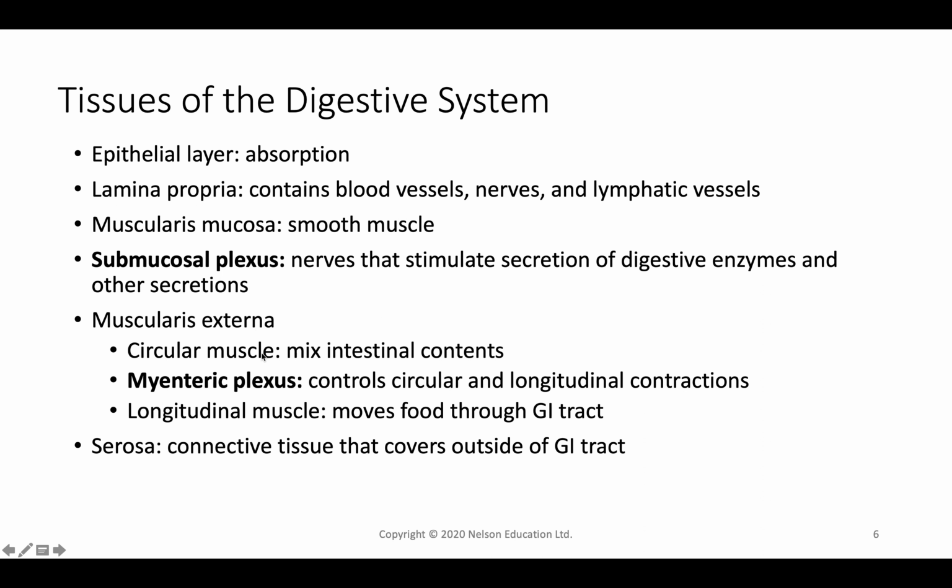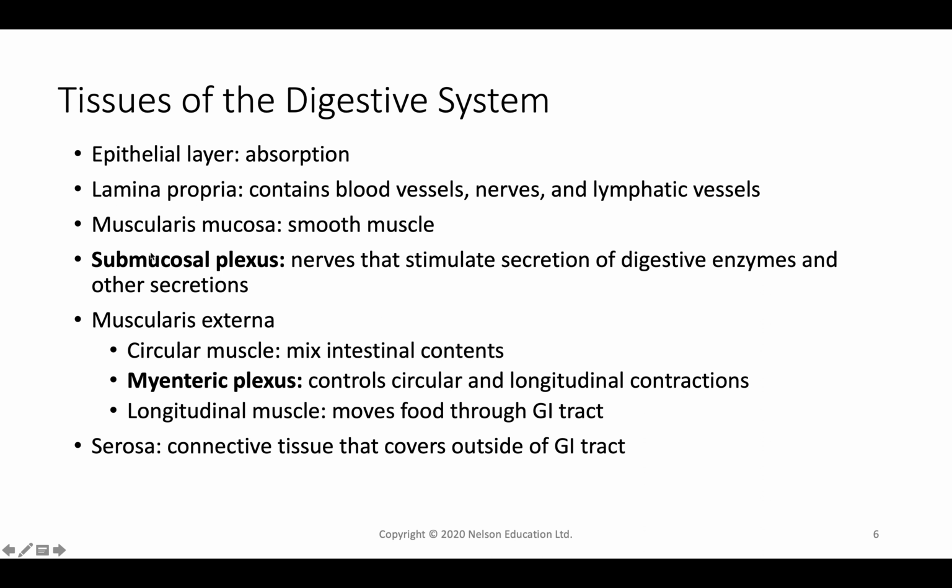It's going to be comprised of circular muscle and longitudinal muscle, and the myenteric plexus is going to be controlling them. The circular muscle is going to help mix intestinal contents. The longitudinal muscle is going to move food throughout the GI tract. And we're going to get another layer of muscle that's only found in the stomach called the oblique layer that's going to pop up here. And again, the myenteric plexus is going to control those coordinations as well.